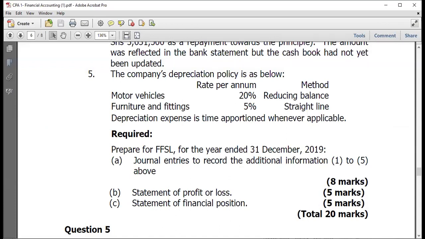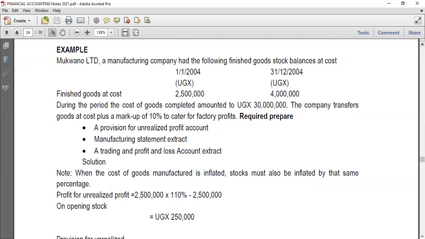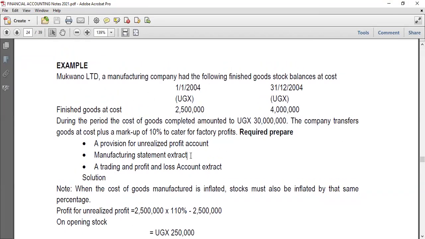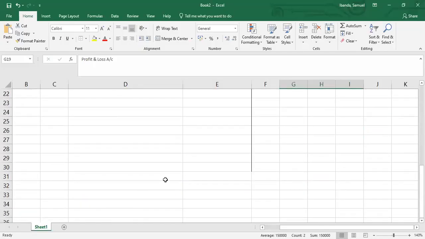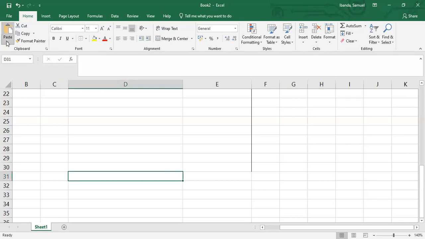Sorry, I displayed a different paper. Okay, right here. They're asking us to get the manufacturing statement extract. So we are going to see how the manufacturing statement would look. These are just extracts, so we're not drawing up the whole account. This is still Mukwano Limited.